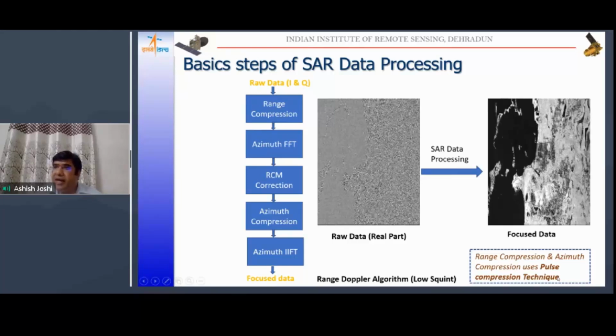We have to multiply the signal with the complex conjugate. So here also in the SAR data processing, we have to multiply the LFM with respect to the range direction and with respect to the azimuth direction. In the range direction, we have all the system parameters. In the azimuth direction, we have to estimate the parameters.